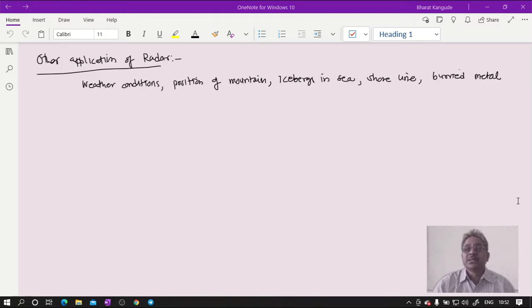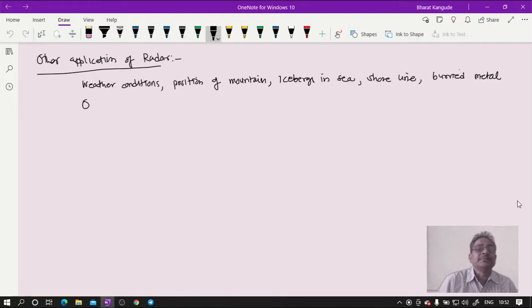Then shorelines. There are different types of shorelines available around the sea or ocean or rivers, etc. So correct mapping of these shorelines is also possible. Then the identification of different buried materials, metals, then ores, etc., is also possible with the help of this type of radars and the technology available here. There is one more, the oil industry, oil and coal industry. This radar has several applications.